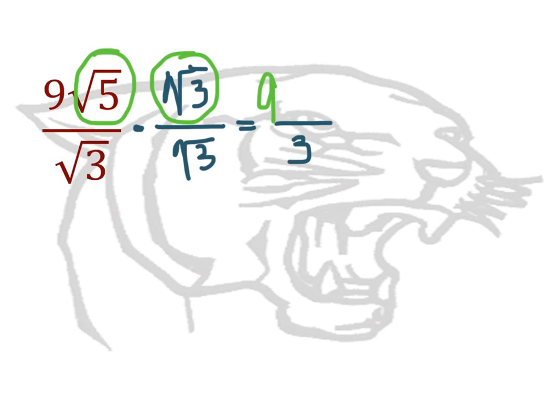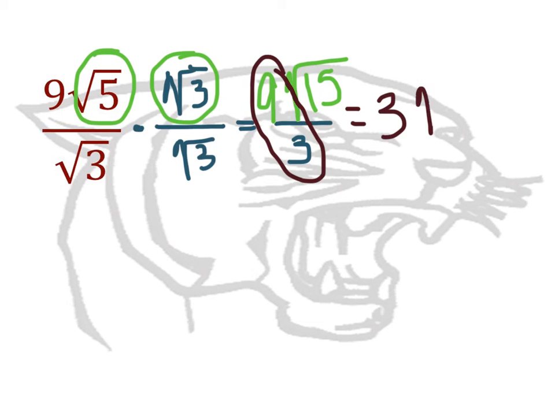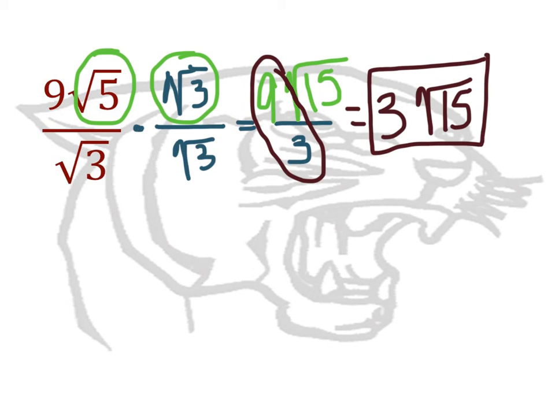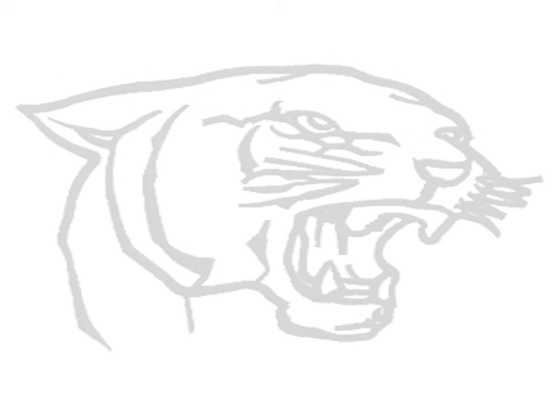5 times 3 is 15. So it's 9 square root of 15 divided by 3. You can divide the 9 and 3. 9 divided by 3 is 3, so we have 3 square root of 15. And you're done. That concludes our notes for today.